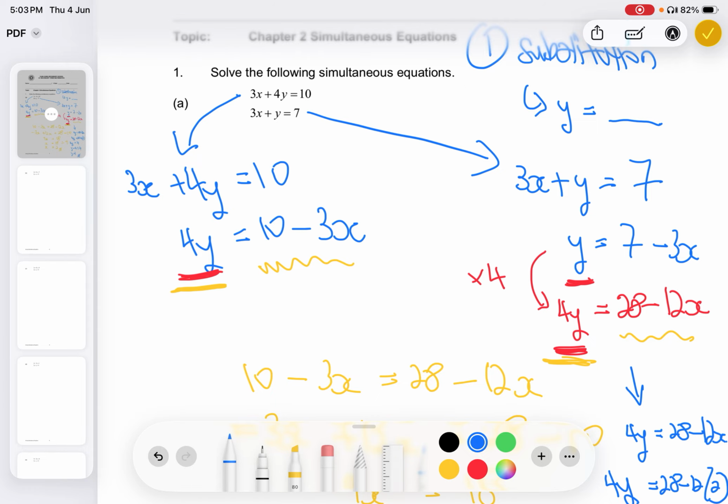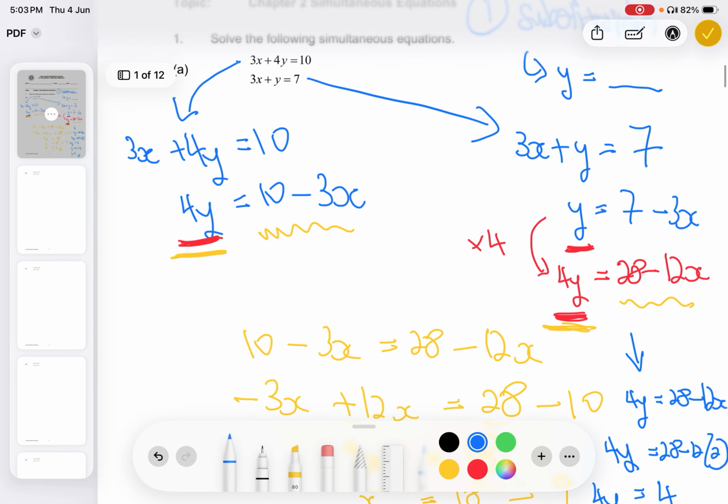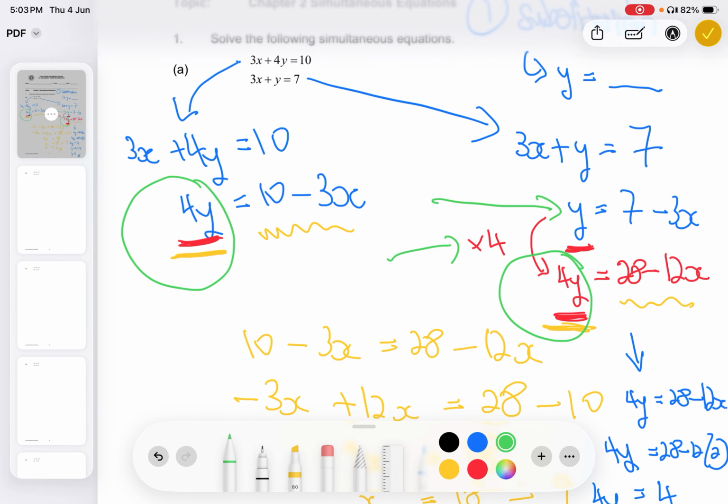Then the main goal is that what you substitute, these two, has to be the same. If it's not the same, you have to change until both are the same. Then again, it's the same thing. You just equate the right side. That's all for this.